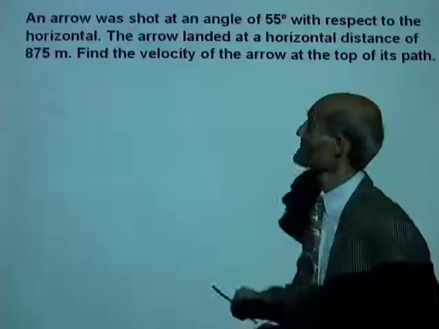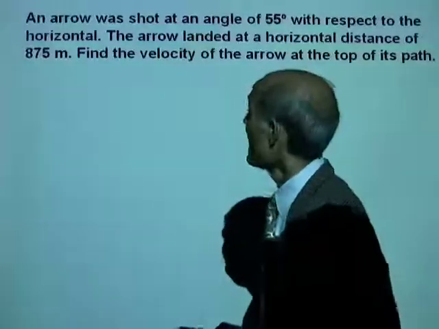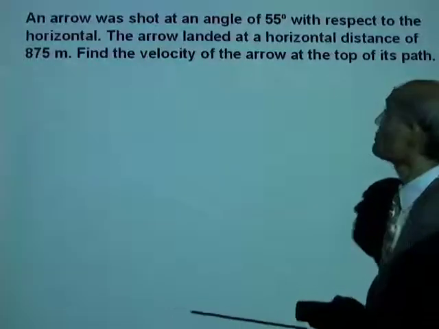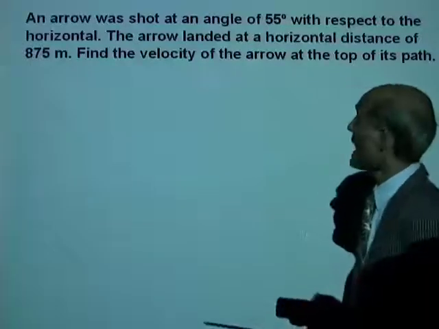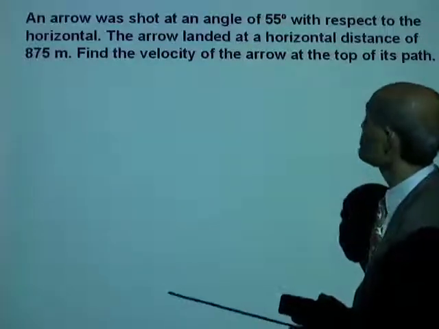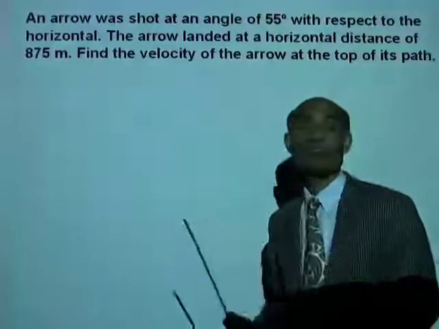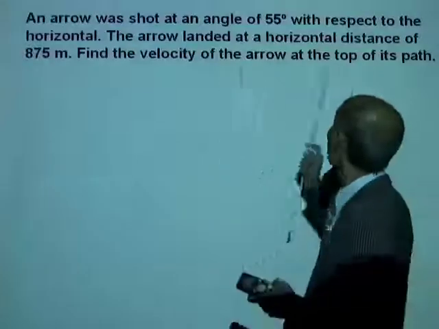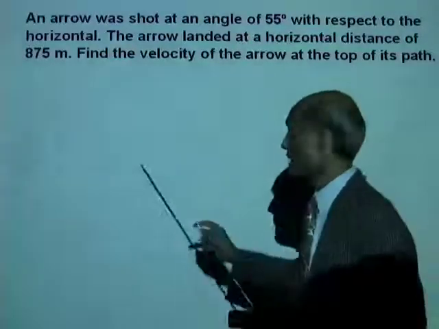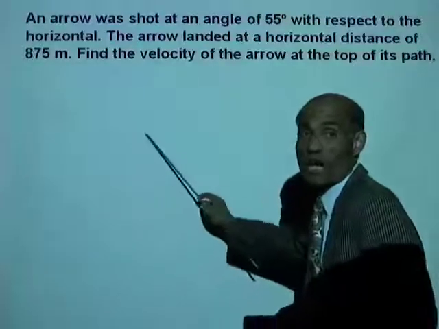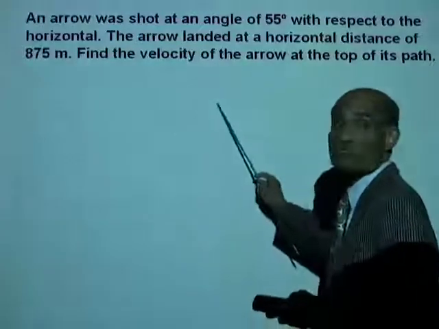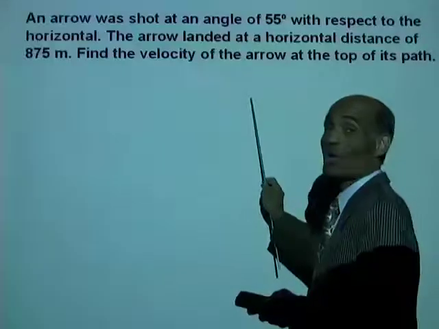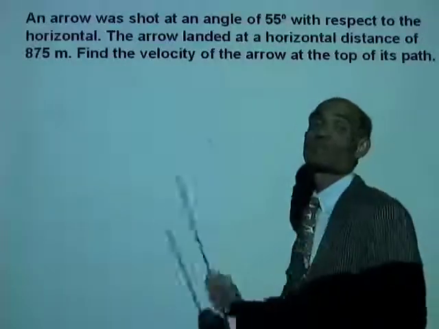Alright, let's look at another problem. An arrow was shot at an angle of 55 degrees with respect to the horizontal. The arrow landed at a horizontal distance of 875 meter. Find the velocity of the arrow at the top of its path. Well, the arrow was shot and it rises, reaches the peak and then goes down. We need to find the velocity at the top.